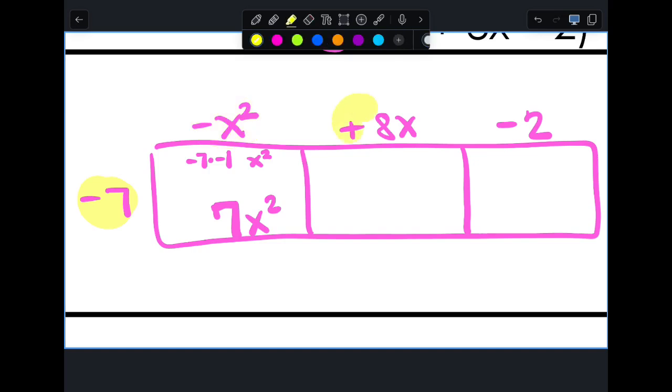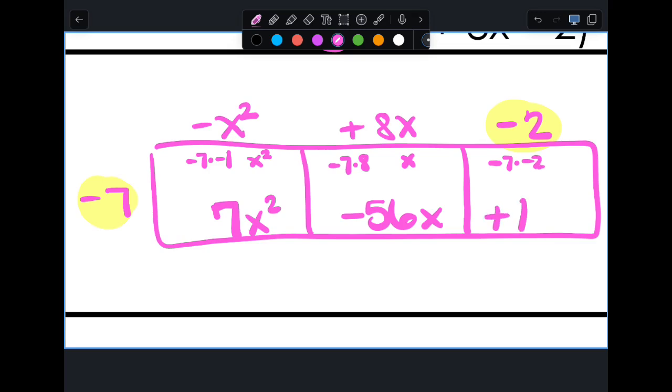Next box is negative 7 times 8x. So negative 7 times 8, negative 56. There's only one x in that whole thing, so bring it down. And last, we're multiplying negative 7 times negative 2, which gives you a positive 14.